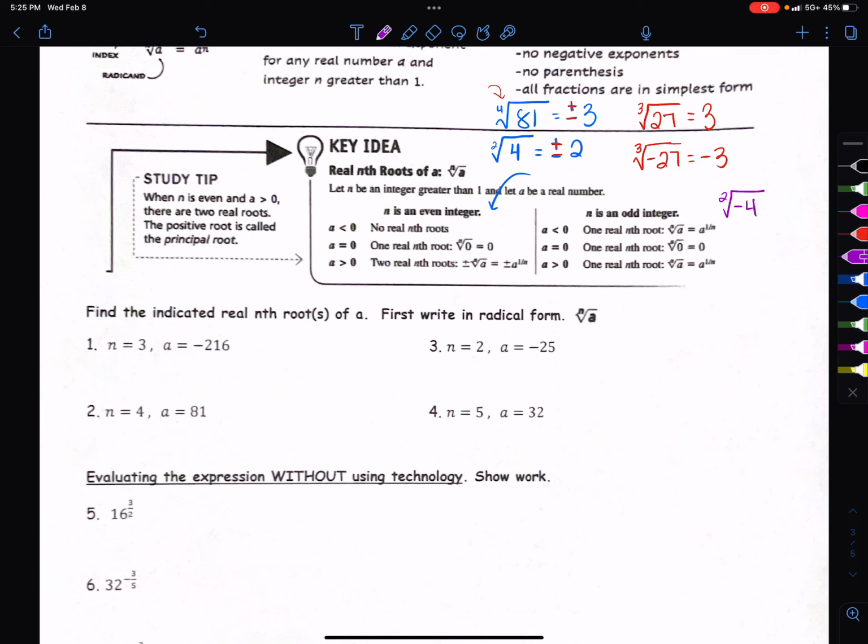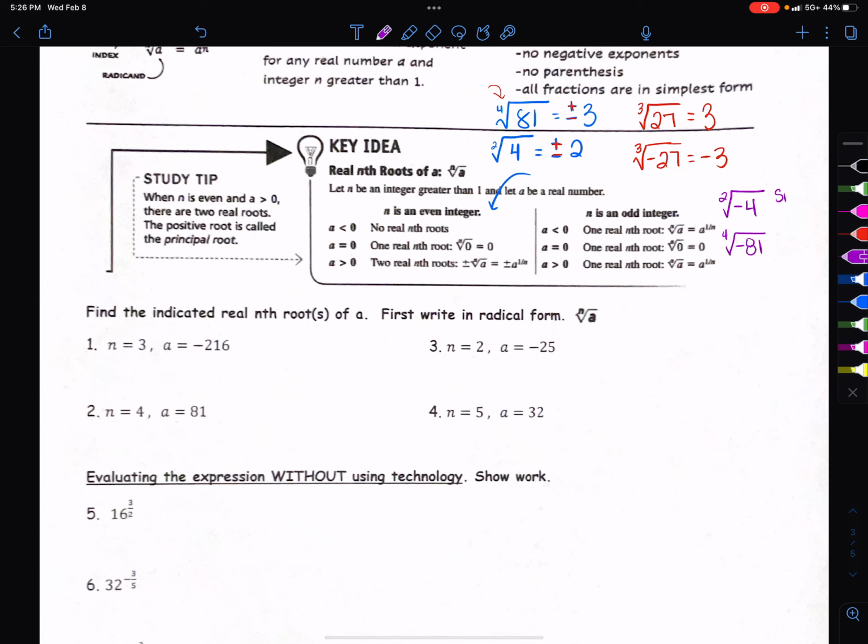Negative 2 times negative 2 is positive 4, so that wouldn't matter. What if I did the 4th root of negative 81? Well, negative 3 times negative 3 makes positive 9, times negative 3 makes negative 27, times negative 3 makes positive 81, so that wouldn't work. So when you see an even root with a negative number underneath, these ones here, these cannot be simplified further.